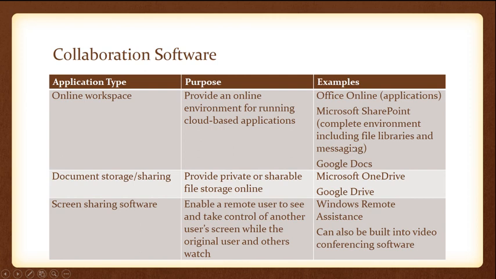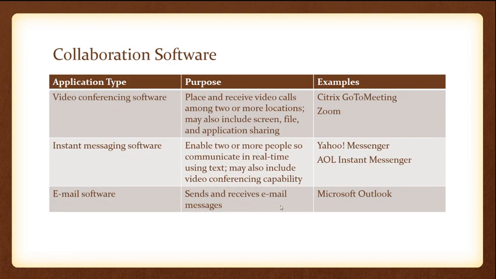So again, it's collaboration. You could also argue that some of these would fit under productivity, but specifically, this is so people can work together. So collaboration. Document storage and sharing, such as OneDrive and Google Drive. Screen sharing software like Windows Remote Assistance, and you can even have built-in video conferencing software. The video conferencing software like Citrix GoToMeeting, Zoom, Google Hangouts, or Google Meet.